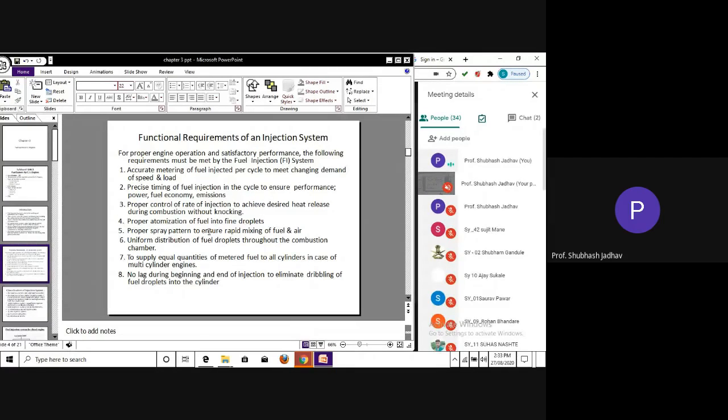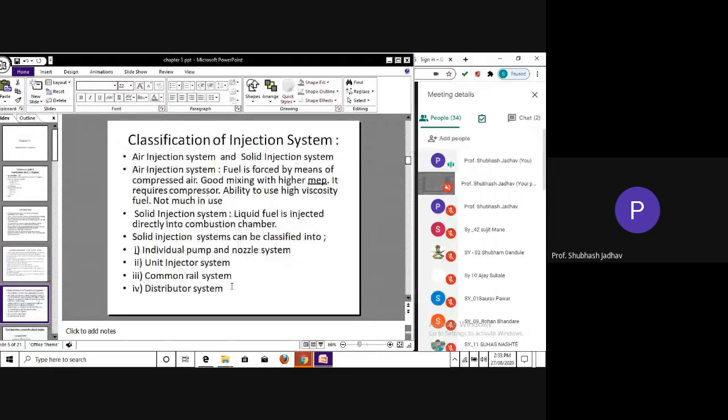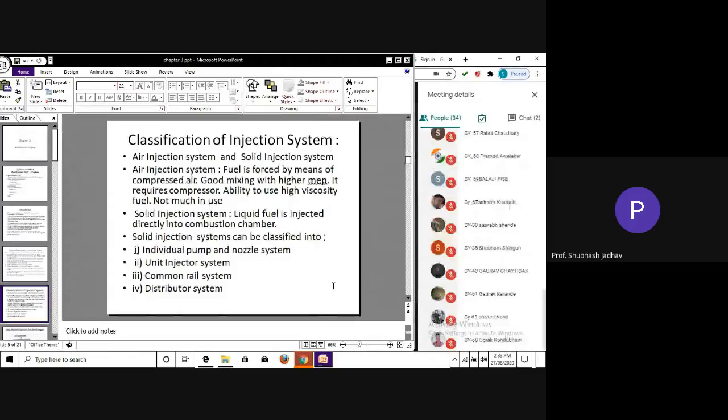And therefore, it is very essential that all these requirements are satisfied properly. So those were the requirements of an injection system. Moving ahead, let us classify the injection systems. So air injection system and solid injection system is the main classification.